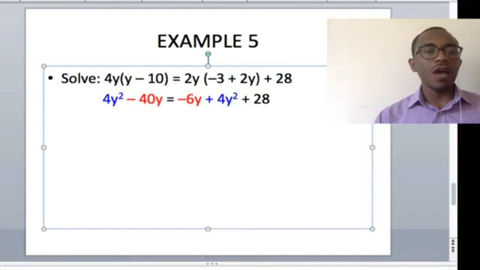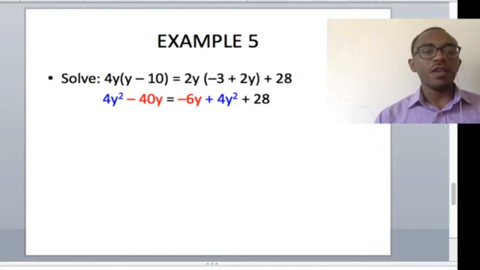Alright, so as I said, we have 4y squared, we have 4y squared. So I'm going to have to remove all the y's on one side. So let me do that one first. Let me move all the y's on one side. When I remove all the y's on one side, what's going to happen?